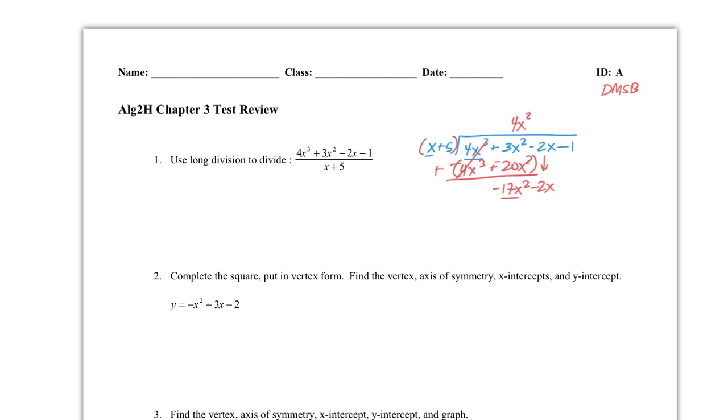You're going to look at the minus 17x squared and the x, and you're going to think about, okay, what do I need to multiply by to get from x to negative 17x squared? And it's going to be minus 17x. And now you'll multiply the entire x plus 5 by minus 17x. You should get minus 17x squared, and you'll get minus 85x. Now you're subtracting that whole group, which is the same as adding the opposite, and the first term should cancel. If the first term doesn't cancel, you did something wrong.